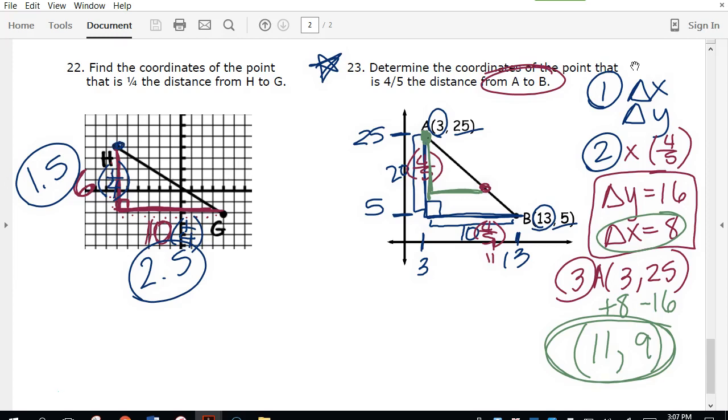If I'm traveling from H to G, I'm not going to go up. I'm not going to go left. That doesn't get me to G. I'm going to go down and right. How far do I go? It tells me right here. So I'm going to go down 1.5, and I'm going to go right 2.5. You land right there. It's not very pretty, but it's right there.